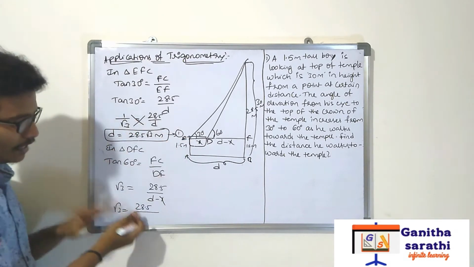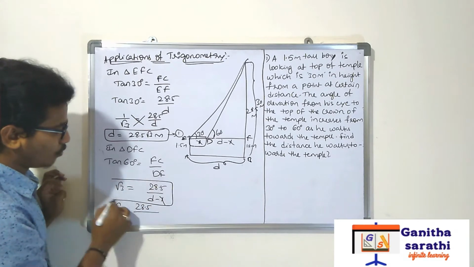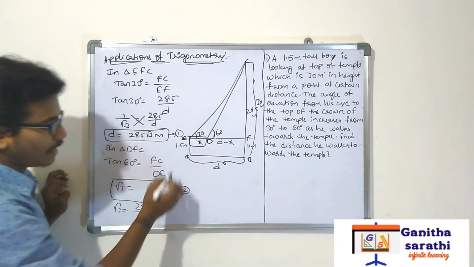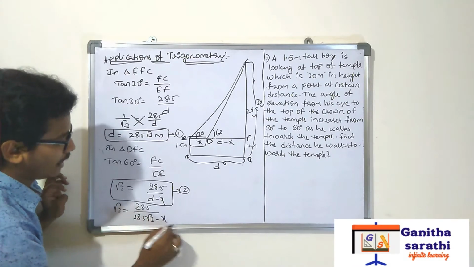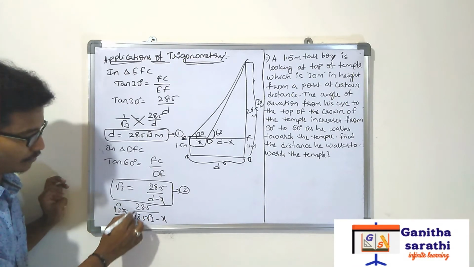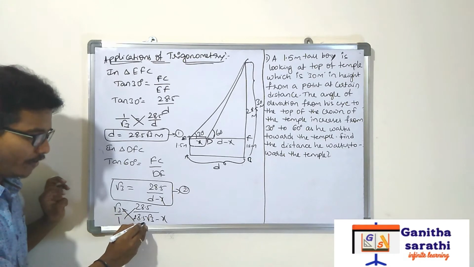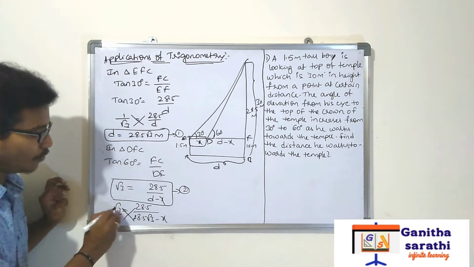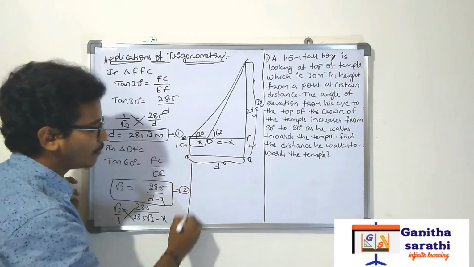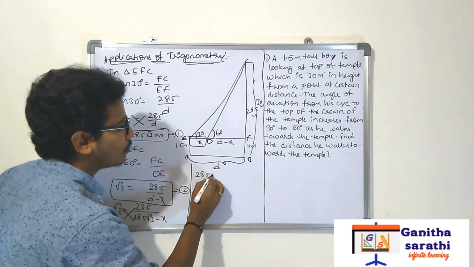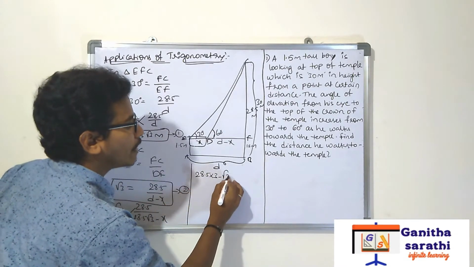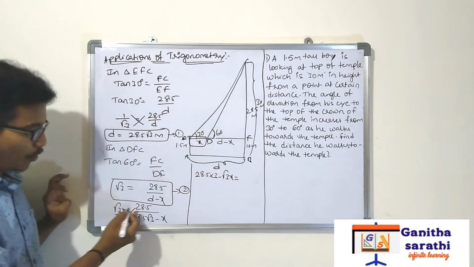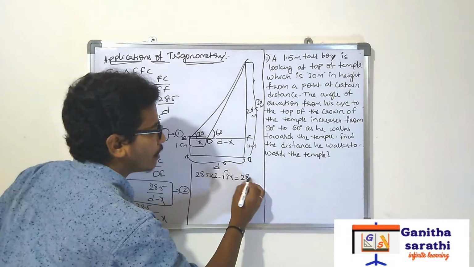Substitute equation 1 in this equation, equation 2. Substitute equation 1 in equation 2: 28.5 root 3 minus x. Now do cross multiplication. 28.5 root 3 into root 3. Listen carefully. Root 3 into root 3 will be root 3 whole square, means 28.5 into 3, right? Minus root 3 into x will be minus root 3x is equal to 28.5 into 1 will be 28.5.